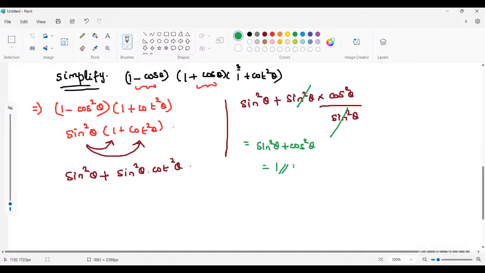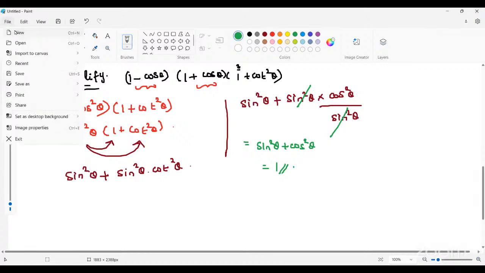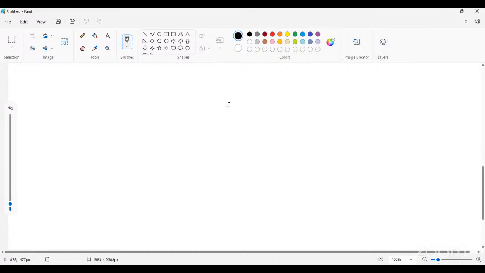Right. So we are moving on to the next sum. Your next sum says, if secant theta plus tan theta is equal to P, then what is the value of secant theta minus tan theta?